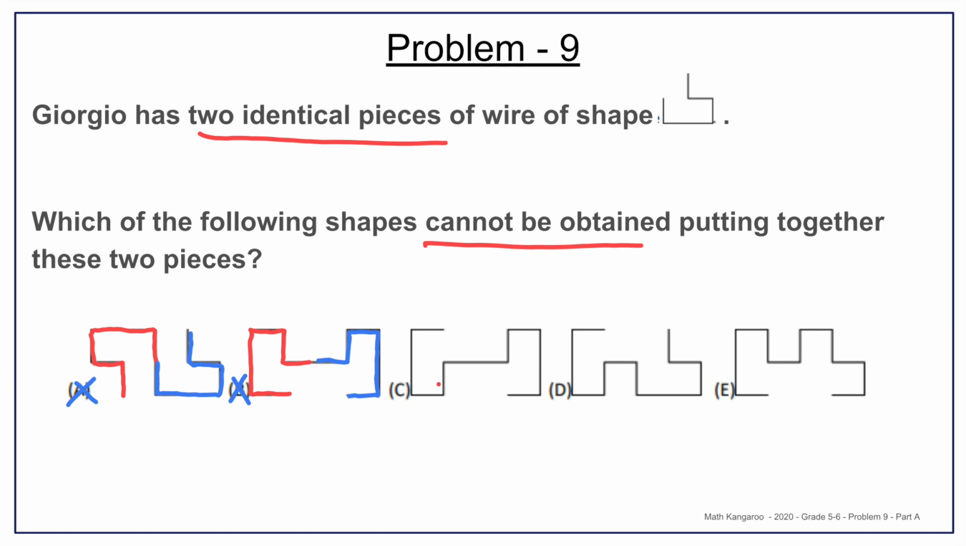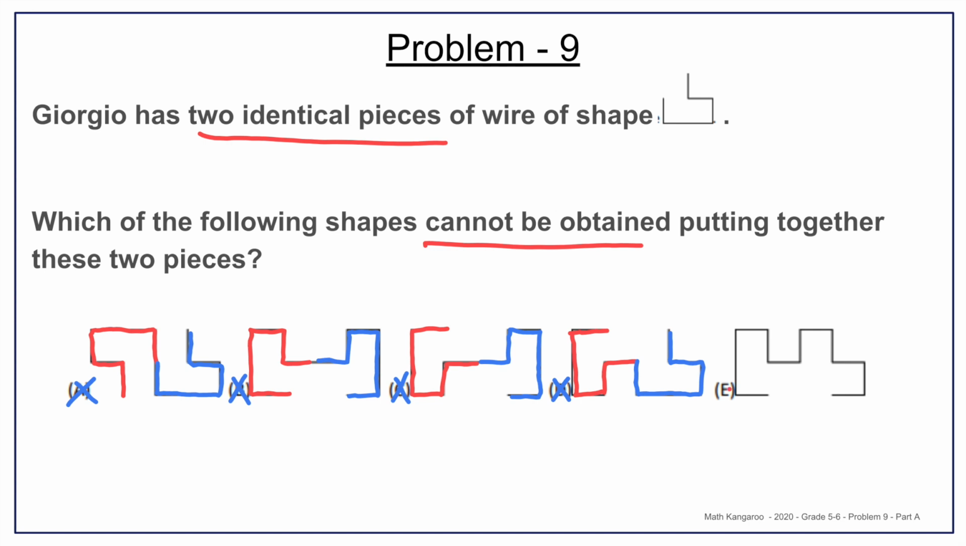Let's look at option C. So we can make a wire shape here, and we can make a wire shape here like this. So this is again possible. So option C is not our answer. Let's look into option D. So we can have a wire shape like this. We can have a wire shape like this. It seems like this is also possible. So option D is not our answer.